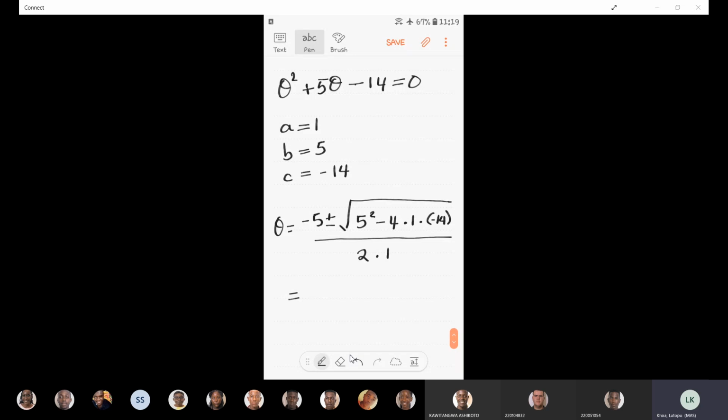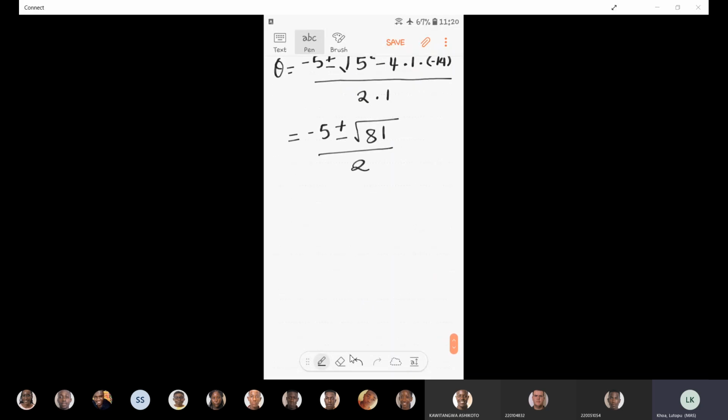Okay, so here I have negative 5 plus or minus 5 squared minus 4. I get 81. And this is all over 2. Okay, the square root of 81 is 9. So I will have theta is equal to negative 5 plus 9 over 2, or theta is equal to negative 5 minus 9 over 2.